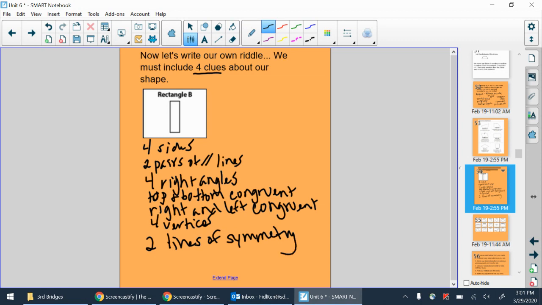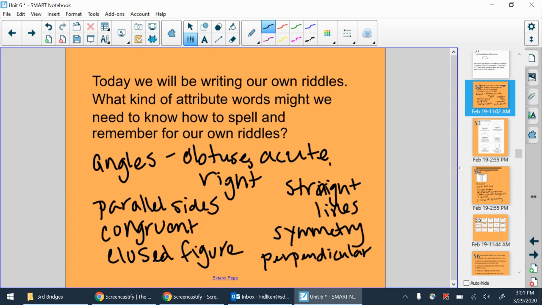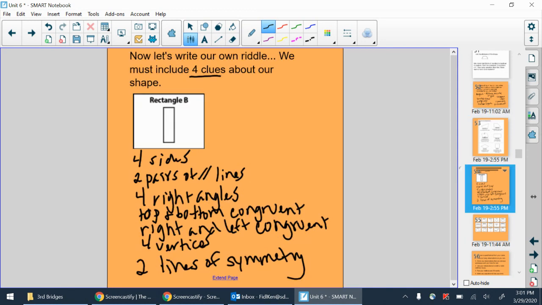Let's see, am I missing anything? I've mentioned the sides. If I go back to this page, I noticed something about angles. I noticed there's parallel sides. I noticed congruent sides. Oh, did I say it was a closed figure? I'll have to go check. I mentioned the symmetry. Oh, I could say something about the perpendicular lines.